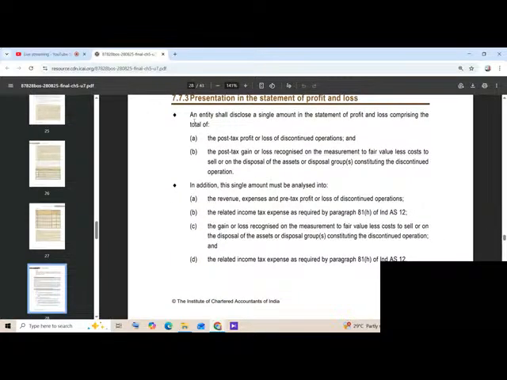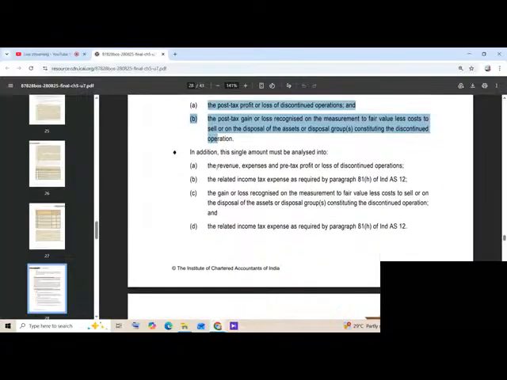An entity shall disclose a single amount in the statement of P&L comprising the total of post-tax profit or loss of discontinued operations and post-tax gain or loss recognized on the measurement of fair value less cost to sell or on the disposal of the asset or disposal group constituting the discontinued operation.